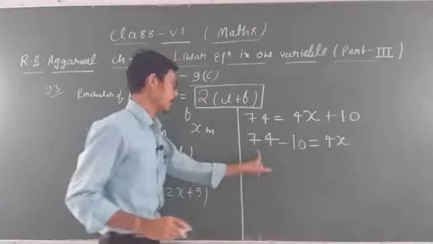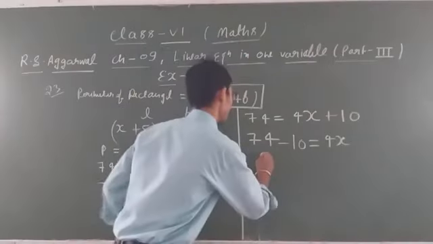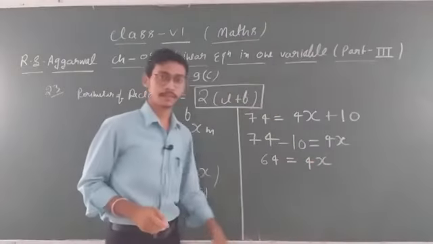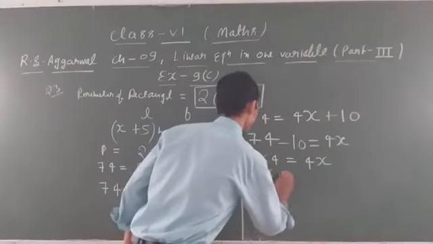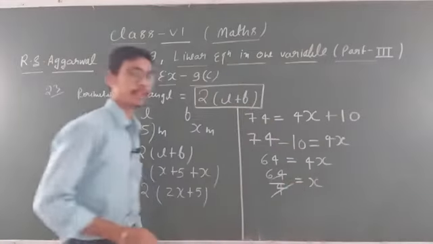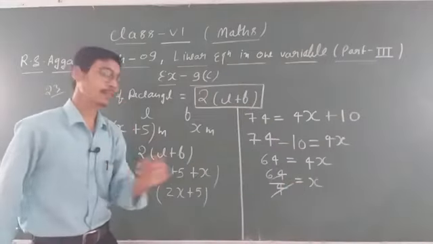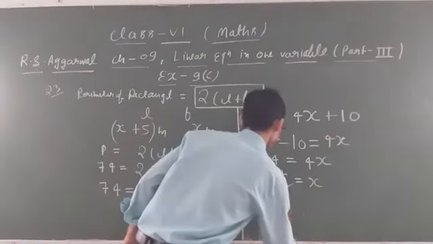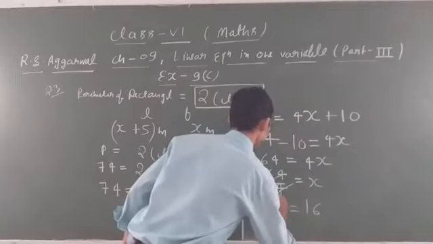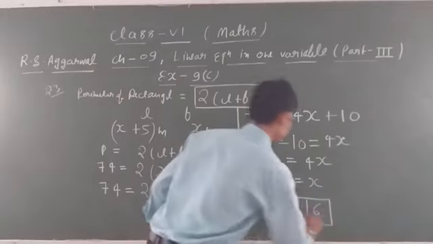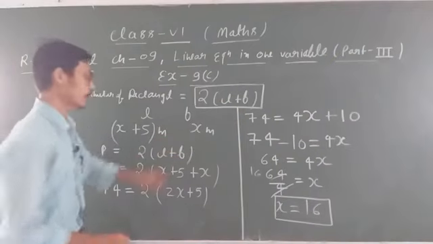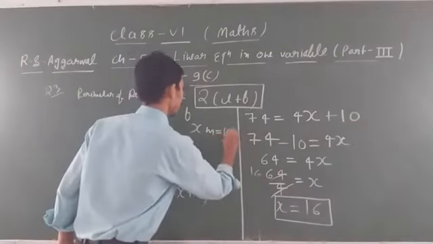Clear, student? Now 74 minus 10, you know that is 64, equals 4x. Clear, student? Now 64 upon 4 equals x. When you reduce it, student, 4 1s are 4, 2 carry, 4 6s are 24. X equals 4 1s are 4, 4 6s are 20, that is 16. So student, this is the value of x. Up here, come here, x. What is x? X is your breadth. You will write down, this is 16 meter.